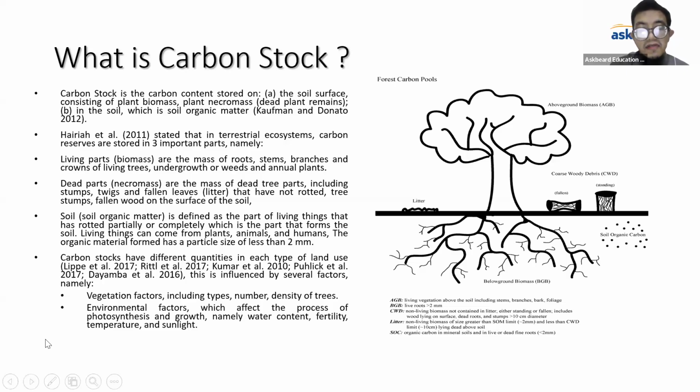Next are environmental factors like photosynthesis, growth, water content, sunlight, fertility, and temperature. They lead to the carbon stock on the land that we analyze. Climate change leads to the decreasing of carbon stocks. Why? Because climate change can affect the temperature. If the temperature is higher, the trees will be stressed, and when the trees are stressed, it is hard for them to do photosynthesis. If photosynthesis is hard to be done, the carbon stock will be lower. So that is the relation between climate change and carbon stock.